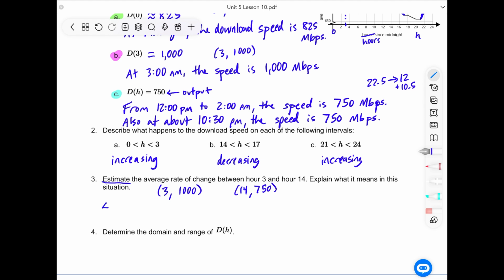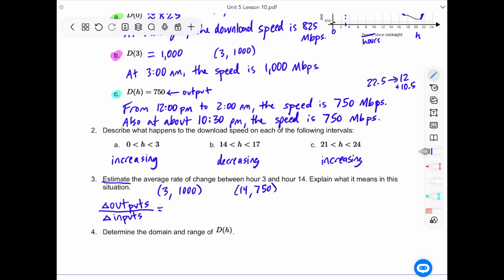So remember that average rate of change is found by doing the change in your outputs. Remember, the little triangle symbol is the Greek letter delta, which in math represents the word change. We just use it to keep us from having to write the word change so often. But we take the change in our outputs divided by the change in our inputs.